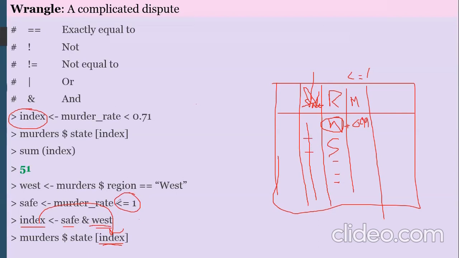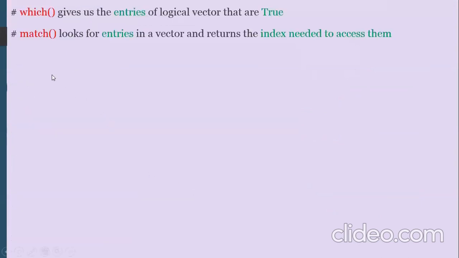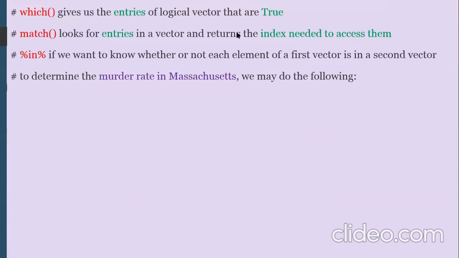And we have defined safe, and we have defined west, that means this west actually. Am I clear or not? When you compute it with your own system, you will know how it works. And after that, this is a function that will give us the entries of a logical vector that are true. And match looks for entries in a vector and returns the index needed to access them. There are certain examples for that, and we will be talking about this.